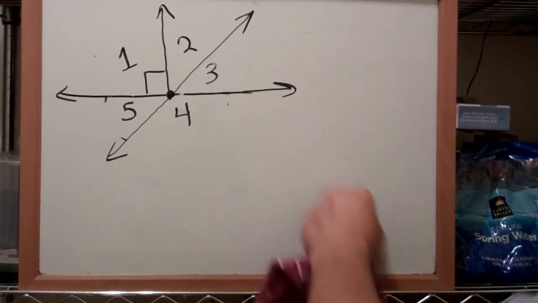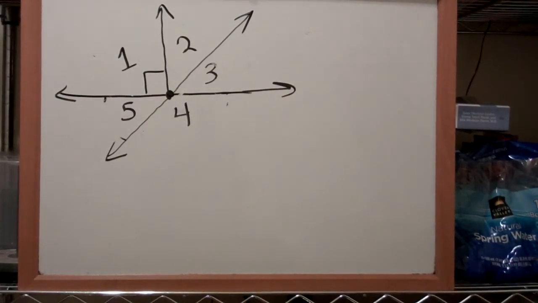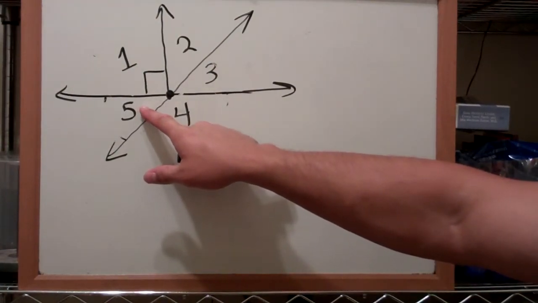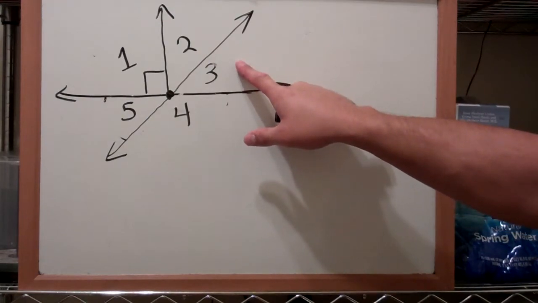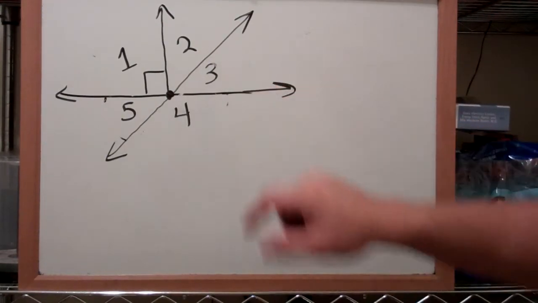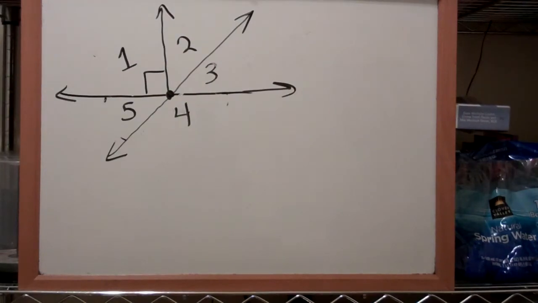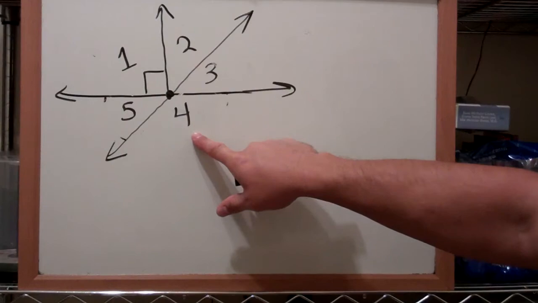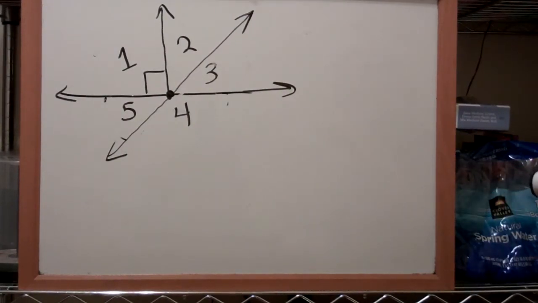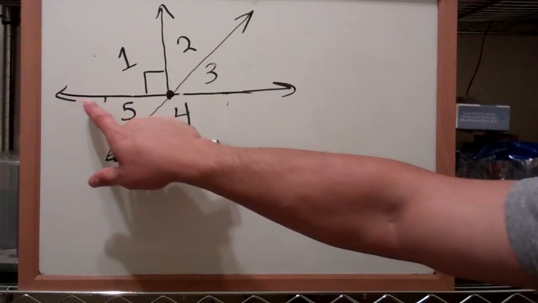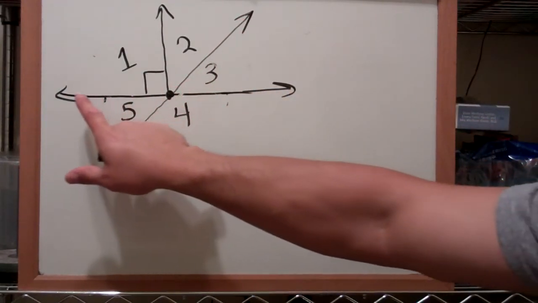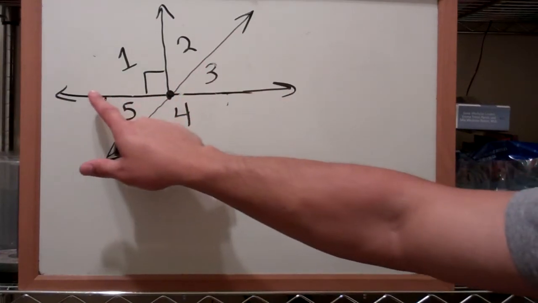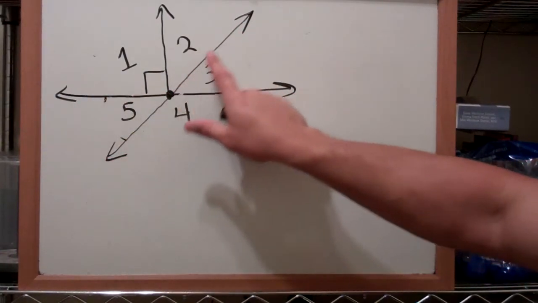Next, acute angles. Acute angles are angles that are less than 90 degrees in measure. We can say that angles 5, 2, and 3 are all acute angles in this picture. Obtuse angles are angles whose measure is greater than 90 degrees. In this picture we could say angle 4 is greater than 90 degrees. We could also say that from here to here would be an obtuse angle, so the measure of 1 and 2 combined would be greater than 90 degrees.